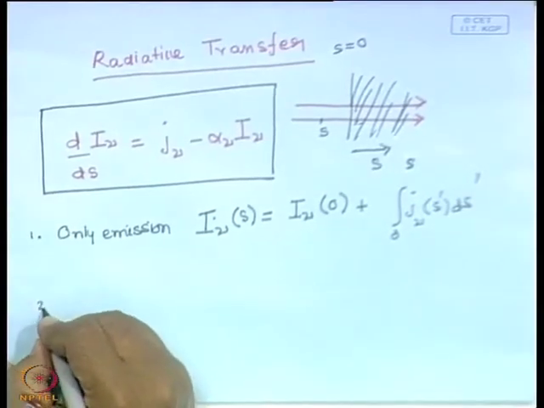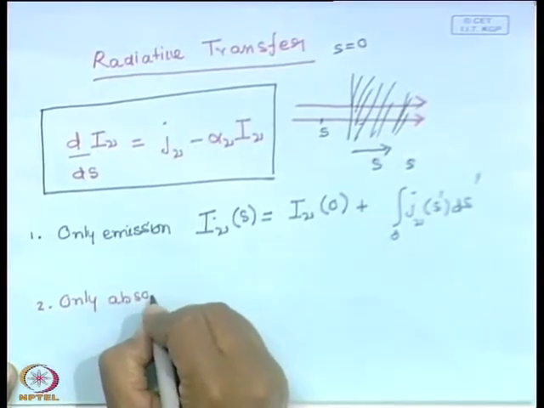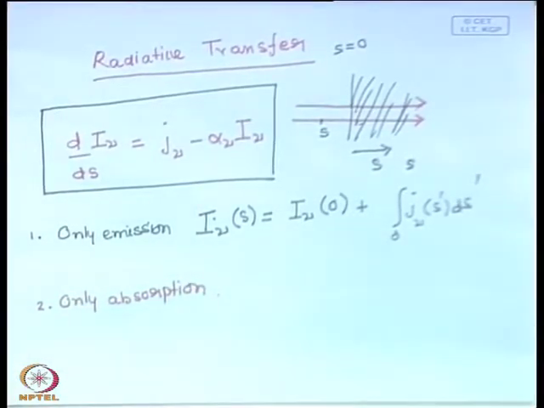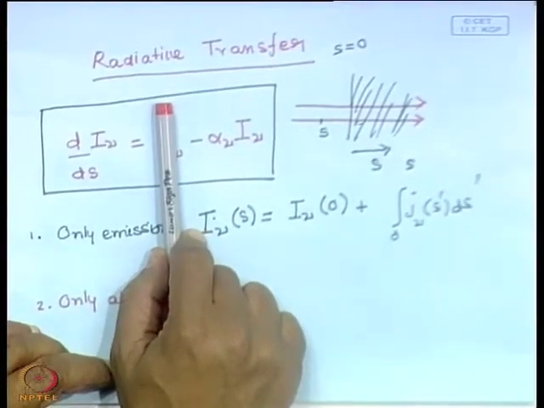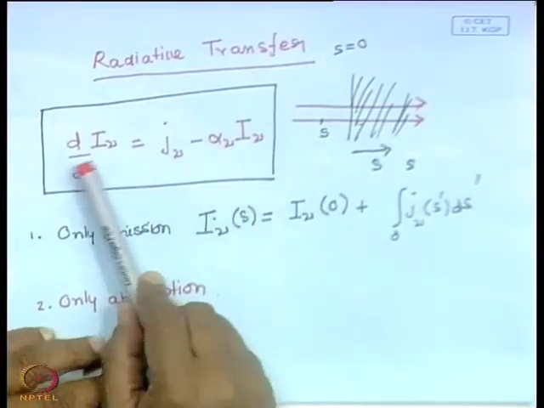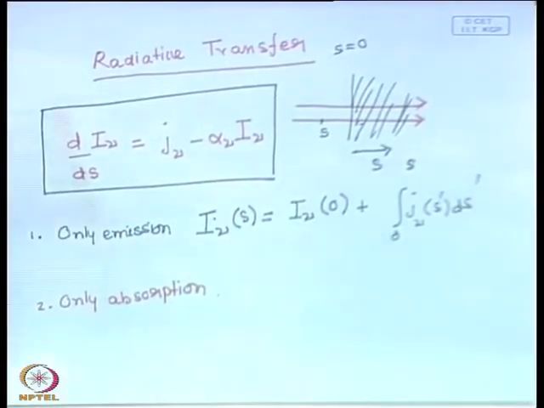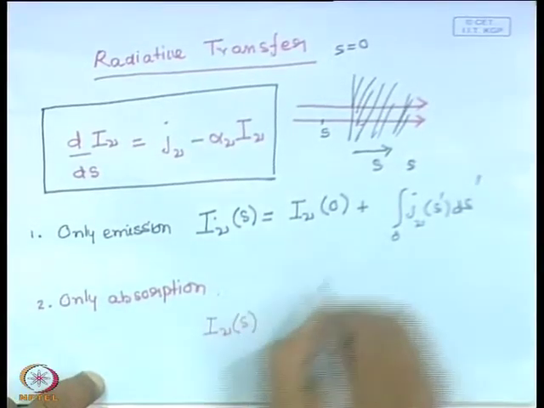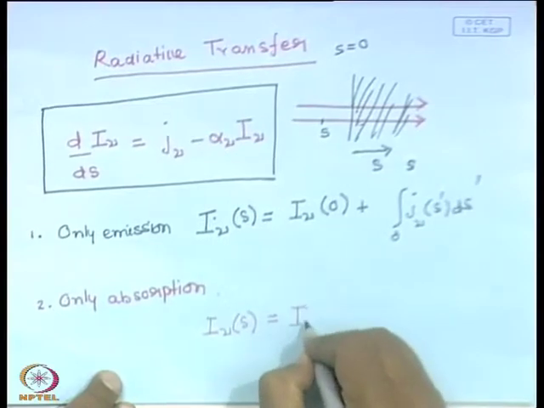So, in such a situation where you have only absorption, here again the solution is rather simple. Here we do not have the emission term. So, you can bring this I nu onto the left hand side and integrate this, and we can straight away write down the solution without going through the mathematics. The solution is I nu(s), where s is some point inside the medium, is equal to I nu(0).